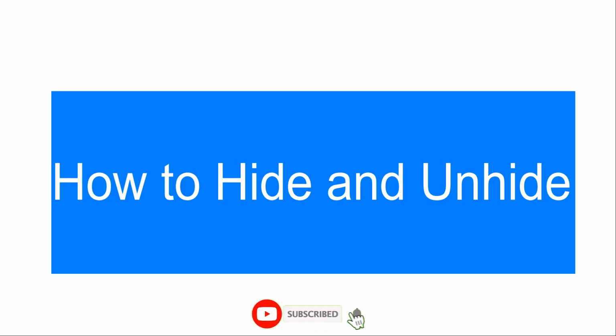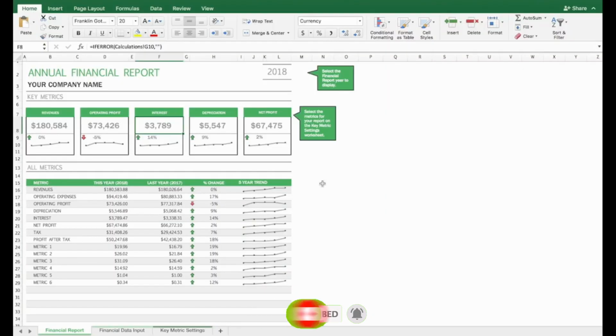How to hide and unhide your rows and columns. The reason you may want to hide or unhide a row or a column is because there could be sensitive data within that row that you may not want everyone to see, or it could just be irrelevant. You may be thinking, well, isn't hiding and unhiding rows basically just grouping them?